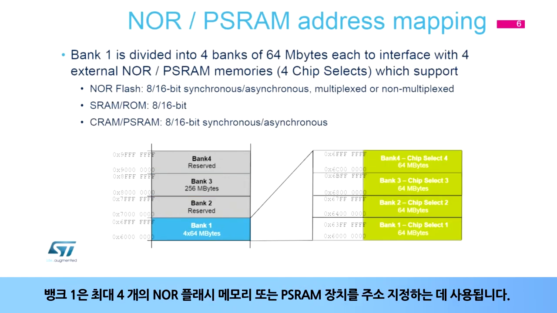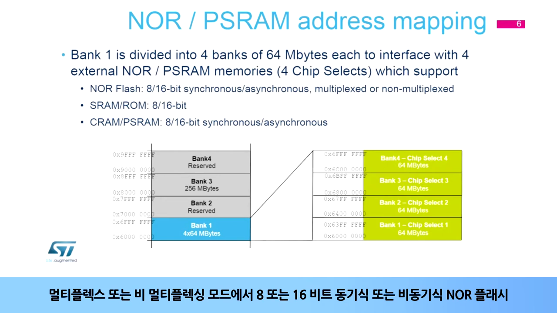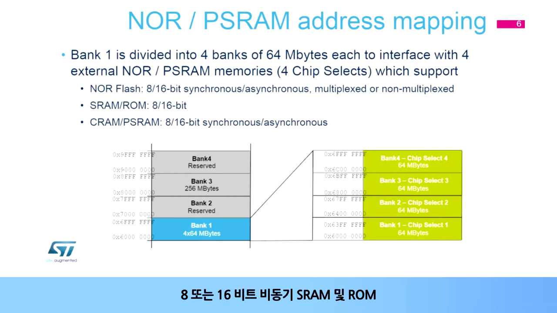Bank 1 is used to address up to 4 NOR flash memories or PSRAM devices. This bank is split into 4 NOR or PSRAM sub-banks of 64 megabytes each with 4 dedicated chip selects to interface with 8 or 16-bit synchronous or asynchronous NOR flash in multiplexed or non-multiplexed mode, 8 or 16-bit asynchronous SRAM and ROM, and 8 or 16-bit synchronous or asynchronous PSRAM memories.